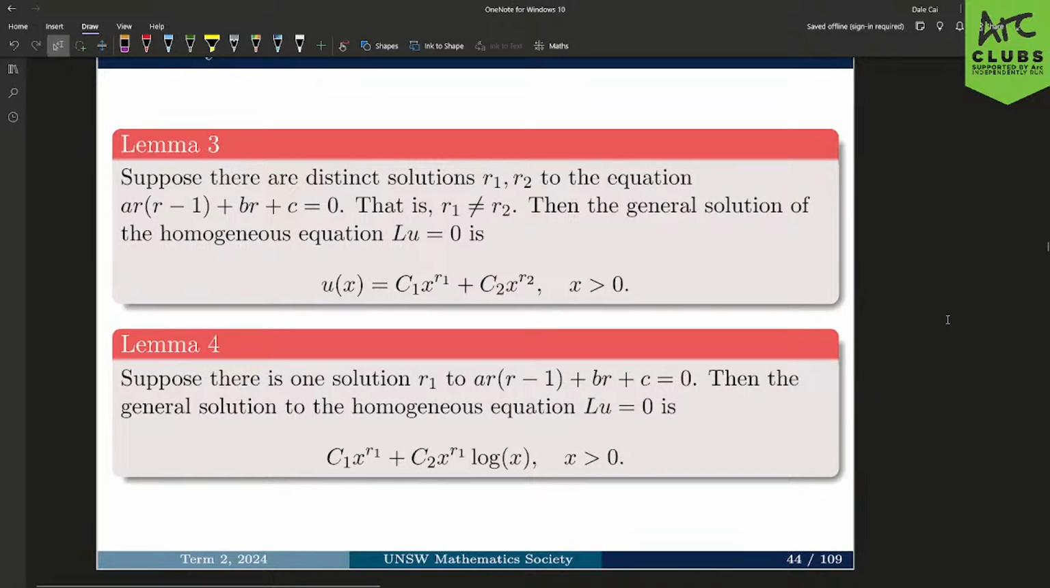Okay, so if there are 2 solutions, then we guess a linear combination of them. But if it's like a double root, then what you'll do is you'll take this, and then instead of putting an x in front of this as the second one, you put a log x in front. So remember how e to the x, we had to turn it into x e to the x? Think of it as the log version of this, which is x turns into log x times x.